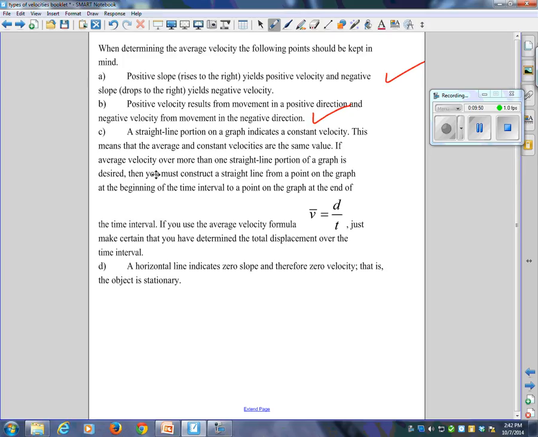If average velocity over more than one straight line portion of a graph is desired, then you must construct a straight line from a point in the graph at the beginning to the point at the end. I'm going to come back to that one. A horizontal line indicates zero slope and therefore zero velocity, so it's stationary.